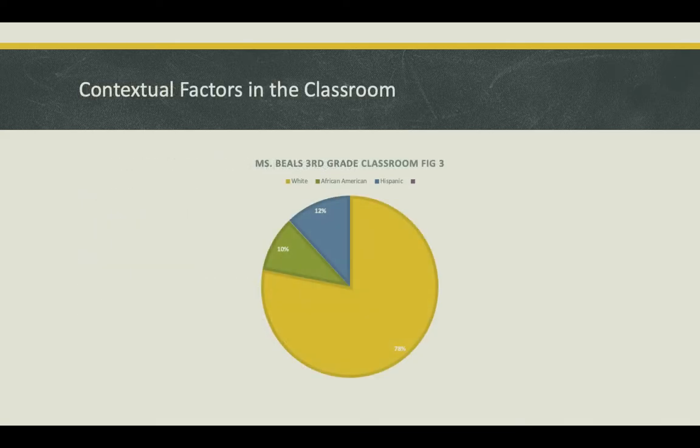Here are the contextual factors of the classroom, the racial and ethnic backgrounds of my kids in the class. So we have 78% white, 10% African American, and then 12% Hispanic.